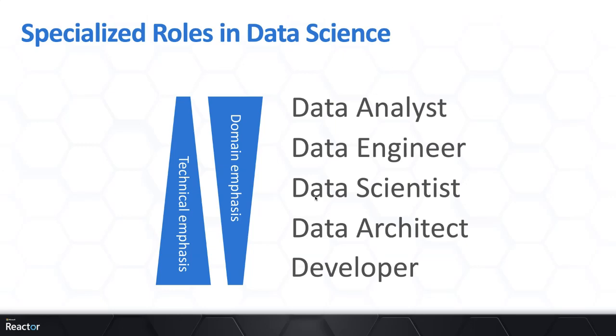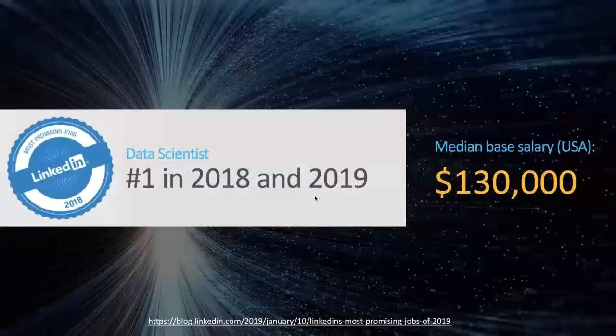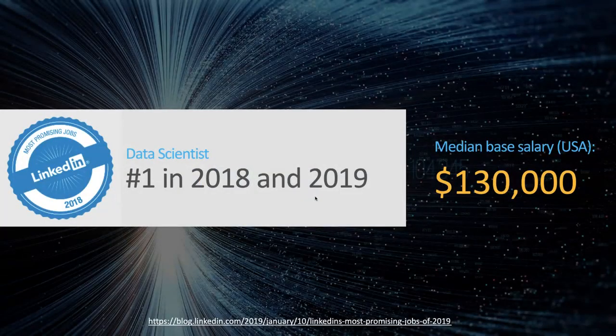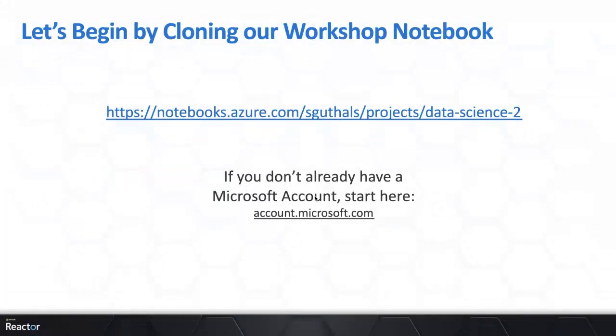But one of the main reasons, obviously, that most people are interested in this space is because there's a lot of demand, and it's a very lucrative field. So the median base salary in the U.S. is about $130,000 for a data scientist. That's like, I think, 170, 180 in Canadian.